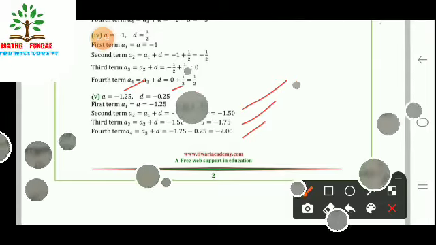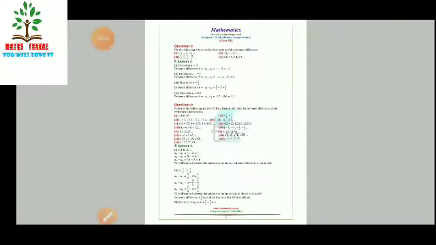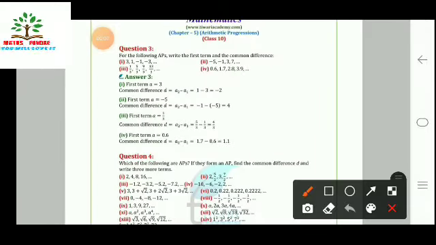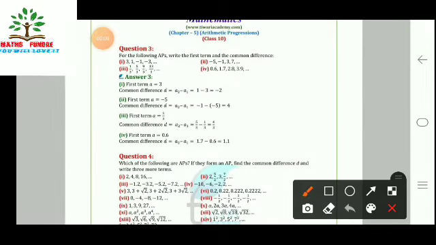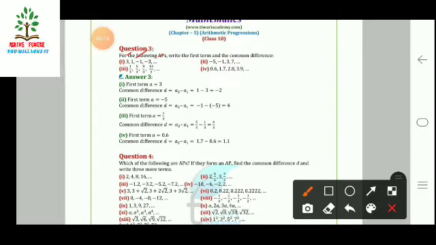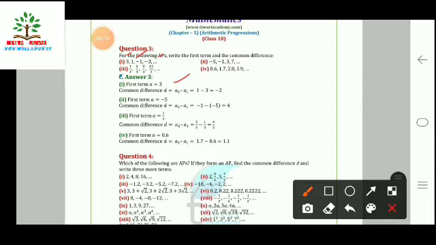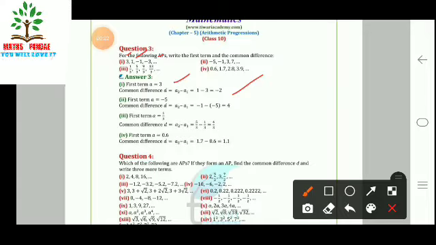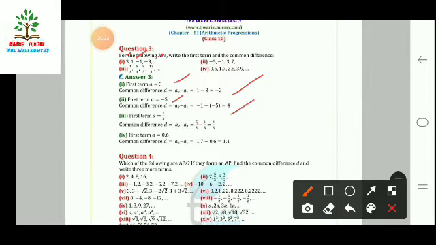Now in question number 3, if we see what is given, for the following APs, write the first term and the common difference. The first is 3, 1, minus 1, minus 3. So here a is equal to 3, d is equal to a2 minus a1, that is minus 2. Then the second is minus 5, minus 1, 3, 7, where a is equal to minus 5. Then d is equal to a2 minus a1, that is 4.